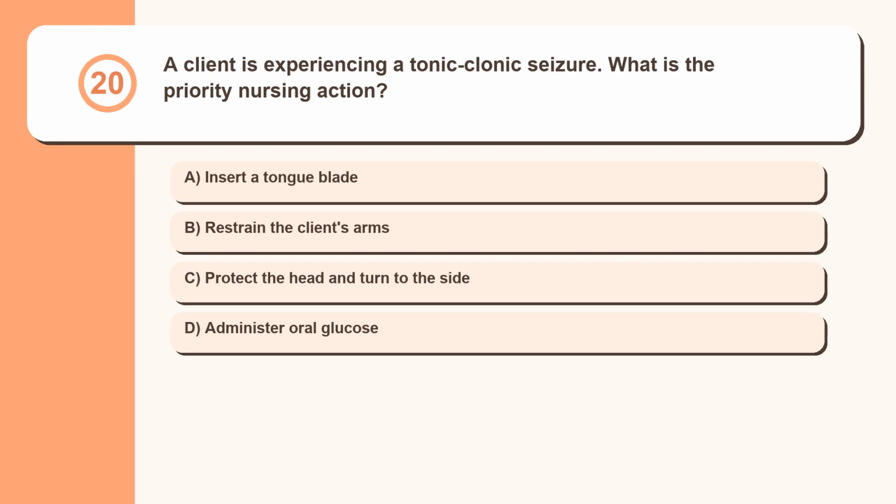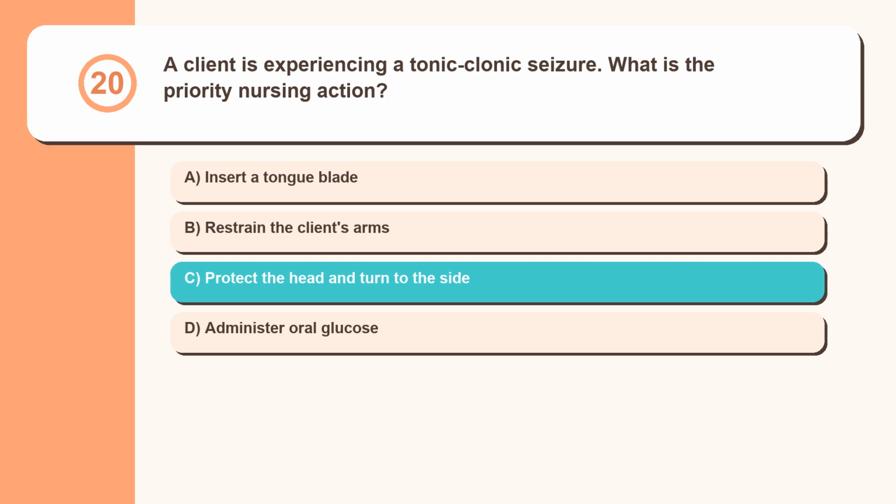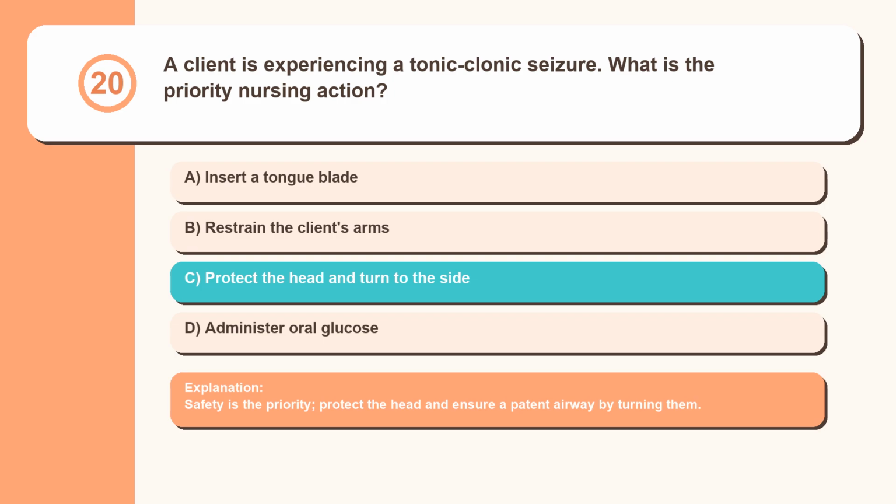Question 20. A client is experiencing a tonic-clonic seizure. What is the priority nursing action? Insert a tongue blade. Restrain the client's arms. Protect the head and turn to the side. Administer oral glucose. Safety is the priority. Protect the head and ensure a patent airway by turning them.